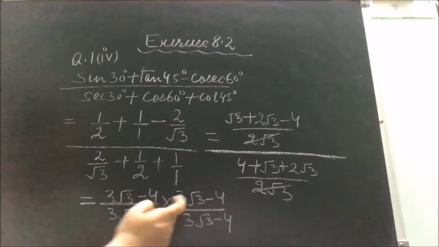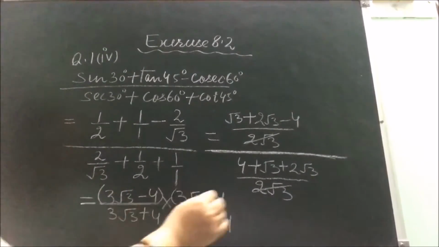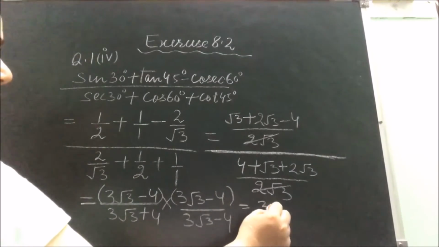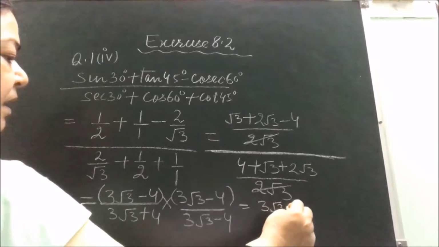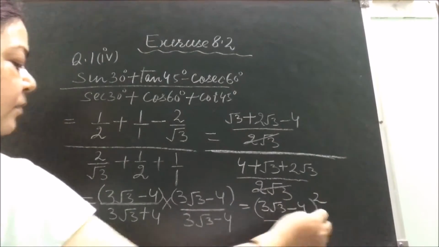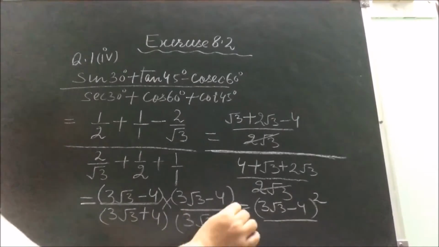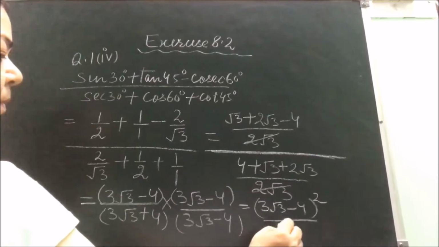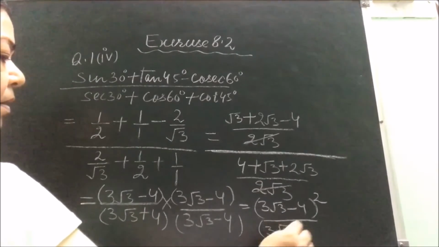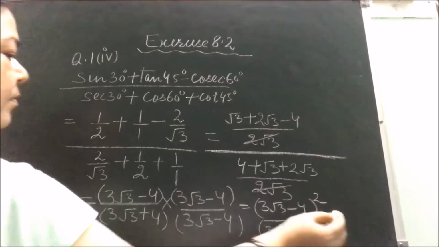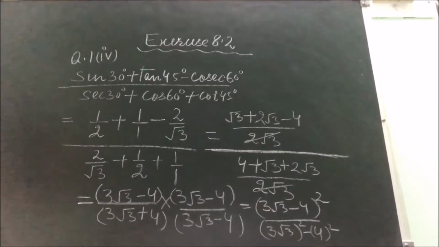See, in the numerator we apply a minus b whole square. Why? Because it will be 3 root 3 minus 4 whole square. And in the denominator we apply a plus b, a minus b, a square minus b square. Right.